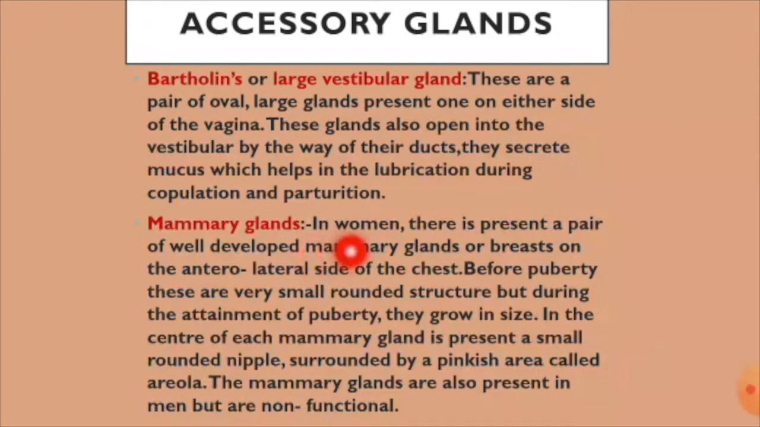Mammary glands. In women, there is a pair of well-developed mammary glands or breasts on the anterolateral side of the chest. Before puberty, these are very small rounded structures, but during the attainment of puberty, they grow in size. In the center of each mammary gland is a small rounded nipple surrounded by a pinkish area called areola. The mammary glands are also present in men but are not functional.